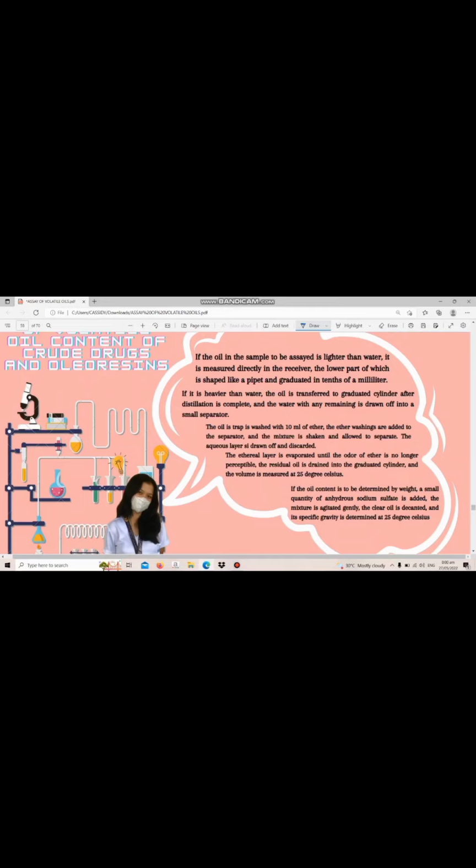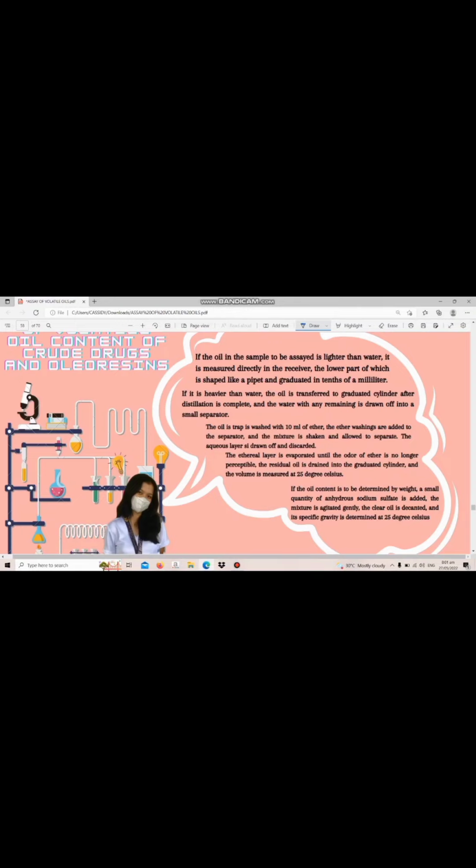If the oil content is to be determined by weight, a small quantity of anhydrous sodium sulfate is added. The mixture is agitated gently, the clear oil is decanted, and its specific gravity is determined at 25 degrees Celsius. So that is all for my topic.